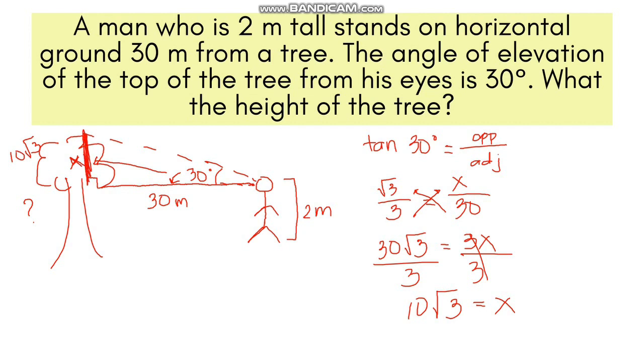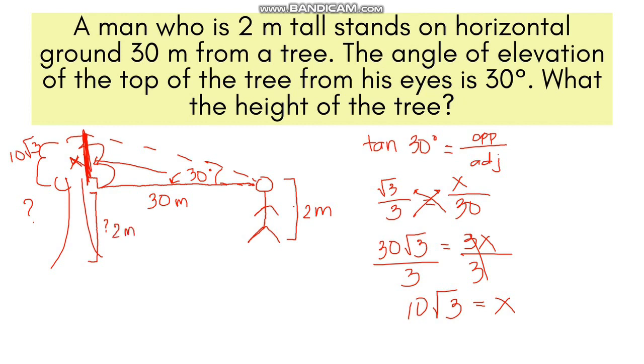So we still have the missing side or length of the tree, which is this one. Now take note that the height of the man is 2 meters. So since the horizontal line that we draw here is parallel to the ground, that means the height of the man is just equal to the height of this part of the tree. So if the height of the man is 2 meters, that means this one is also 2 meters.